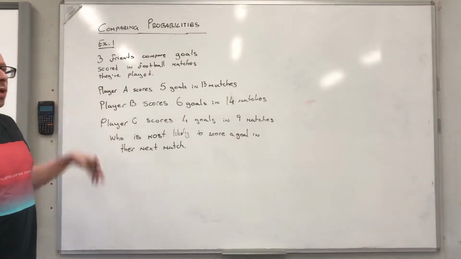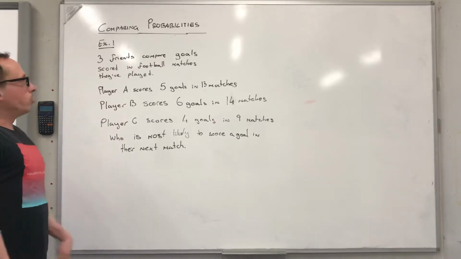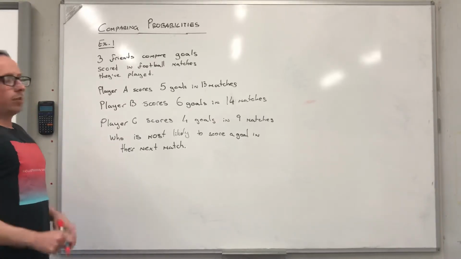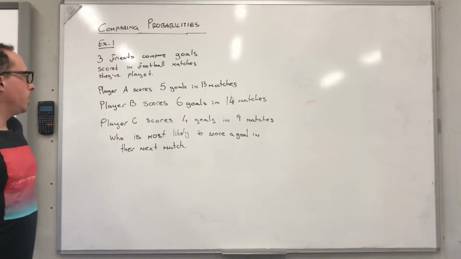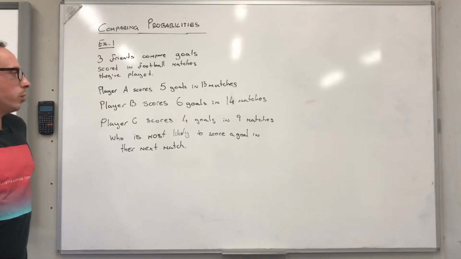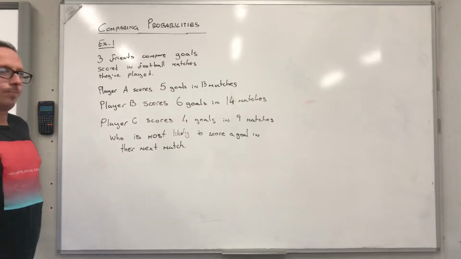So if we give this example, 3 friends compare goals scored in football matches they've played. Player A scores 5 goals in 13 matches. Player B scores 6 goals in 14 matches. And player C scores 4 goals in 9 matches. Who is most likely to score a goal in their next match?